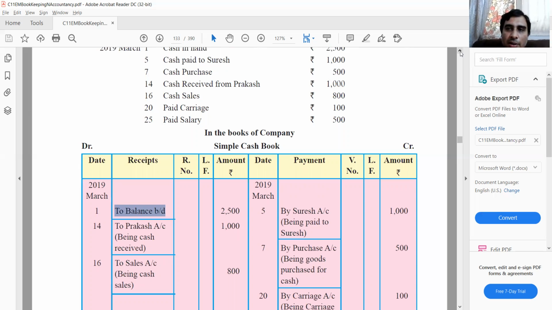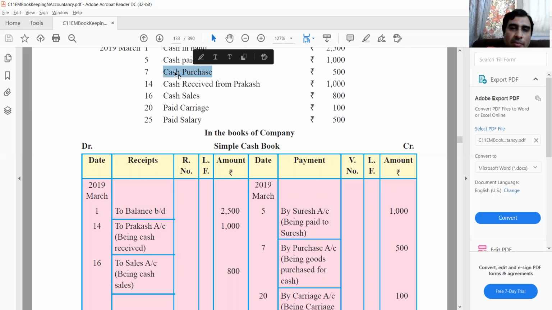Once a job is easy, your chances of making an error are lesser. So that's a very good thing about subsidiary books. It simplifies the job, and a journal is a little more complicated than a cash book. So, cash paid to Suresh. The moment I have paid money to somebody, I know the entry will come on the right hand side.